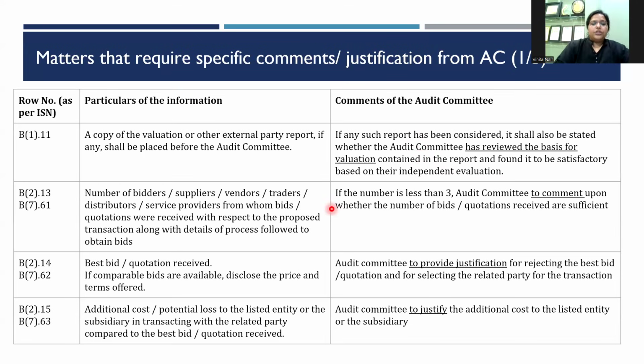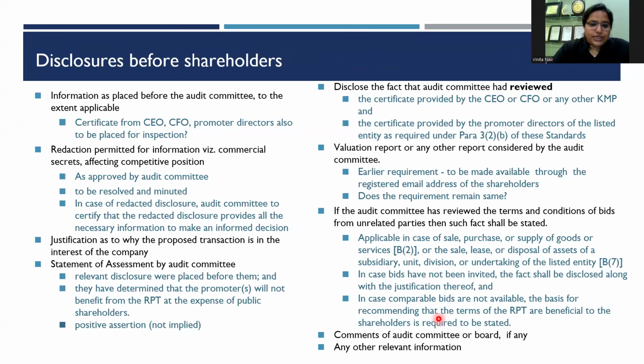That's not the expectation. So there are several line items where either the audit committee has to comment or they have to provide a justification or they're expected to themselves justify. So each of these roles where the audit committee has some actionable is something which needs to be minuted while recording the approval of those transactions.